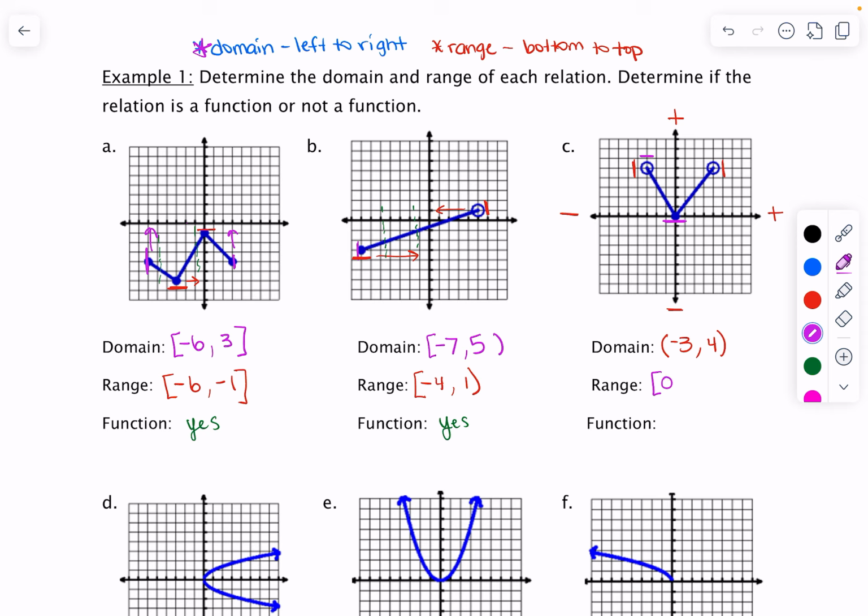My highest point is both of these. Both of those are my highest point, but they happen to be the same y value, here and here, which is 1, 2, 3, 4, 5. Okay, and that is a parenthesis because it's an open circle. So that's how open circles and closed circles work. Remembering domain is left to right, range is bottom to top. This is a function because it only touches the graph one time wherever I draw a vertical line.